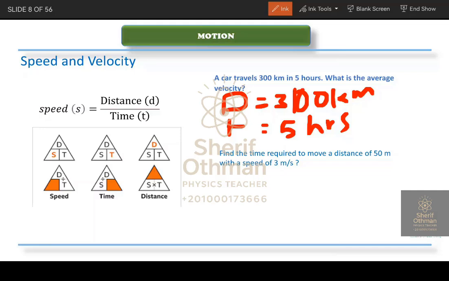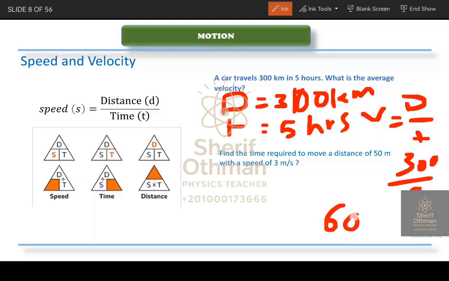So the rule which we'll use to solve this problem is velocity is equal to displacement over time. So the result will be 300 divided by 5 to produce 60 kilometers per hour.